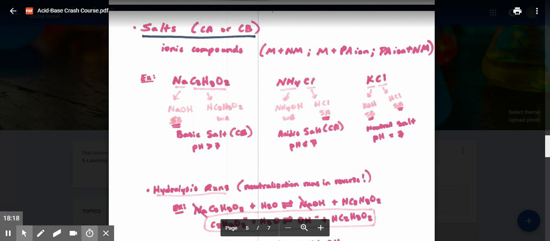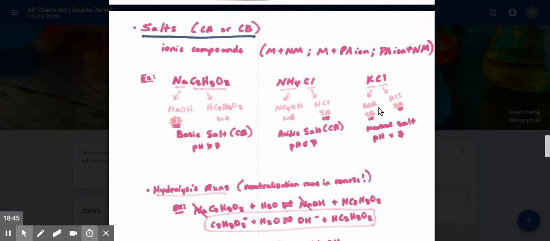The next thing we're going to talk about is salts. Now, salts are conjugate acids or conjugate bases. They are ionic compounds. And I know I've said this over and over again. An ionic compound is a metal plus a nonmetal, a metal plus a polyatomic ion, or a polyatomic ion plus a nonmetal. So you have to be able to identify those. Here are some examples of some salts. So I have a basic salt here, an acidic salt here, and a neutral salt here.